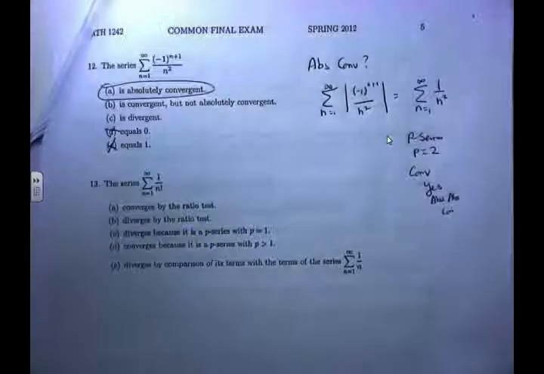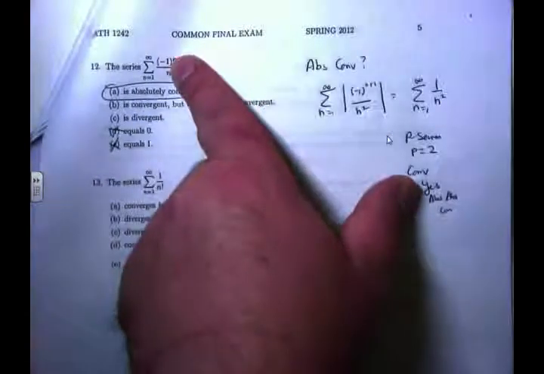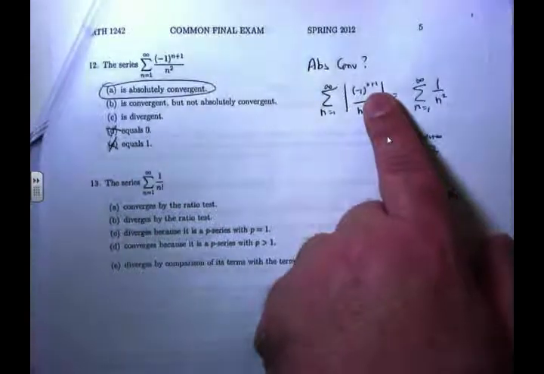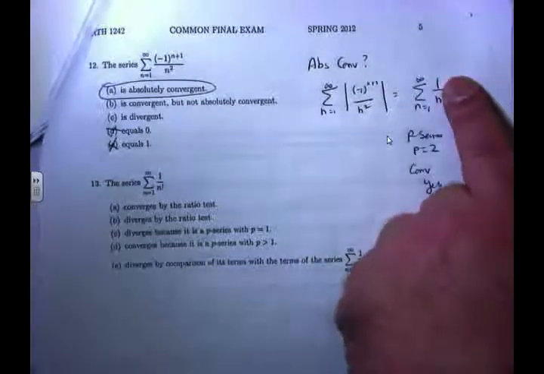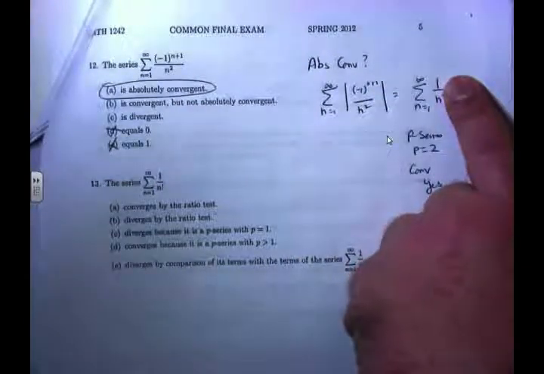So the answer is A. Now, just to remind you, if it failed being absolutely convergent, let's say this was not a square but just an n here, which was what was on my test, by the way. So when I took the absolute value of it, I got 1 over n. If this was the problem, what's the sum of 1 over n? That guy's got a name too.